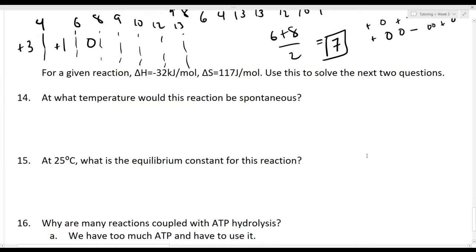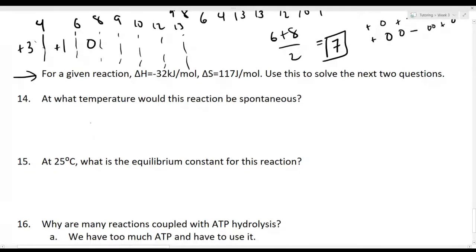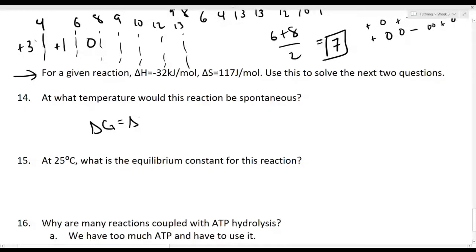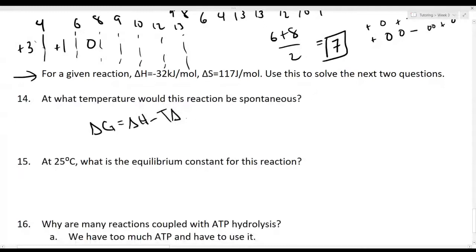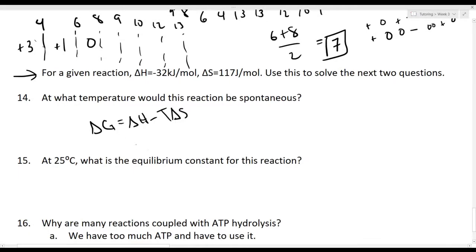Okay. All right, number 14. At what temperature would this reaction be spontaneous? Okay. So we are using this information. I'm going to use the delta G equals delta H minus T delta S formula here. I know that for this reaction to be spontaneous, delta G needs to be less than 0.